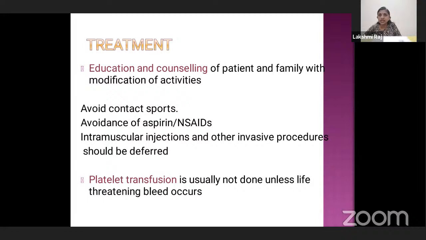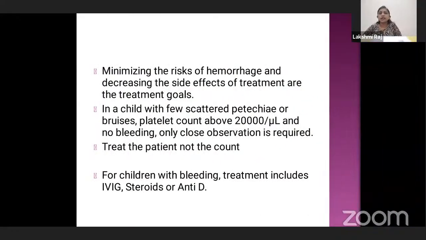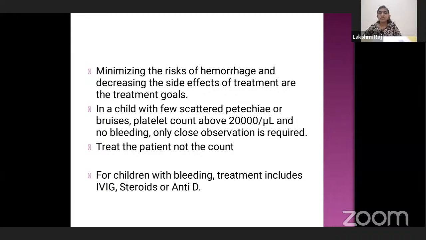But if there is a life-threatening bleed, like an intracranial hemorrhage, we have to do something very fast. We have to increase the platelet count very fast. Then we can give a platelet transfusion only in such situations. Our goals of treatment are to minimize the risk of hemorrhage and decrease the side effects of treatment. So we have to go by a risk-benefit balance.